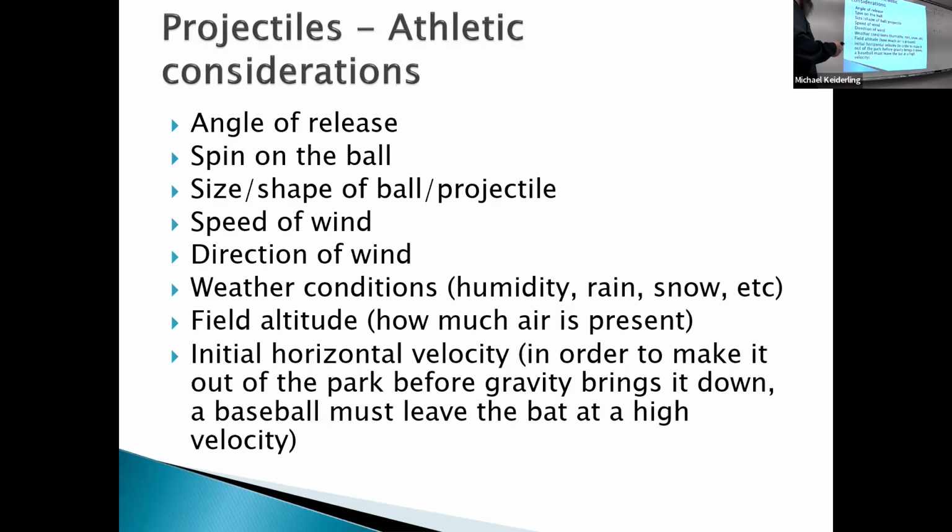Initial horizontal velocity: in order to make it out of the park before gravity brings it down, a baseball has to leave the bat at a high velocity.